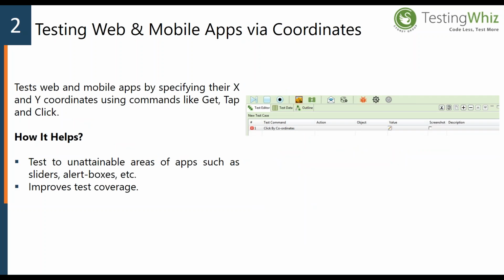Second is implementation of activities by coordinates. Let's say, for example, something on your website is not automated with the help of a normal click or normal click by wait, which are test commands available in TestingWhiz. With the help of a new addition of click command, what we are doing here is we can click on any part of our screens with the help of coordinates.